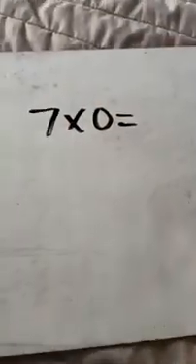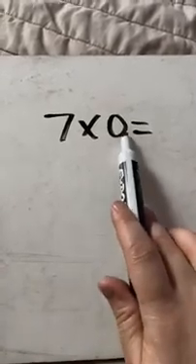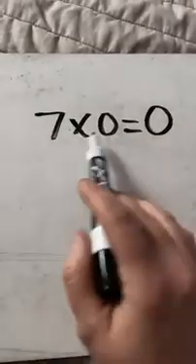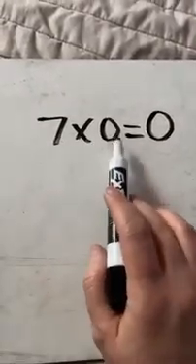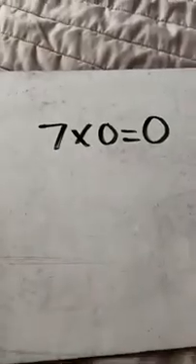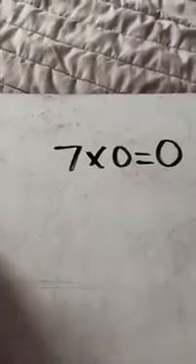Okay, let's try one more. Let's try 7 times 0. Oh, I see a 0. So I know that my answer has to be a 0 because I have 7 groups, but I don't have anything in my groups. So I know that I don't have 7. 7 times 0 is 0.